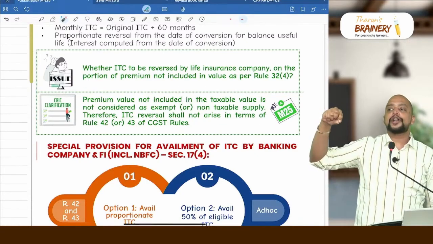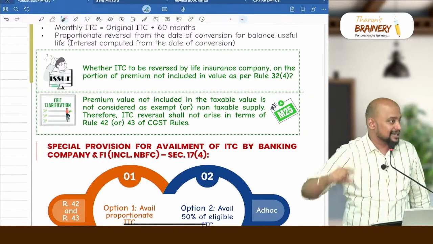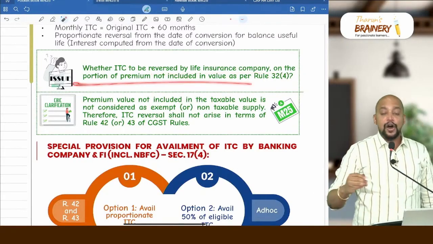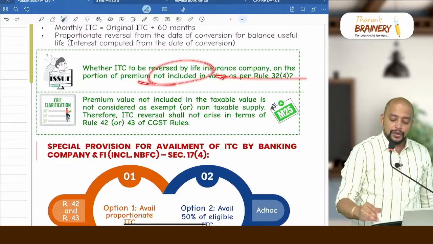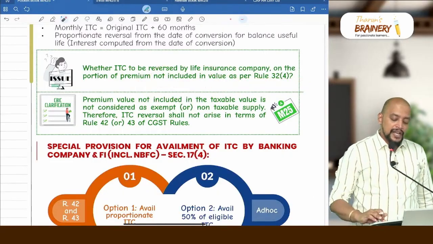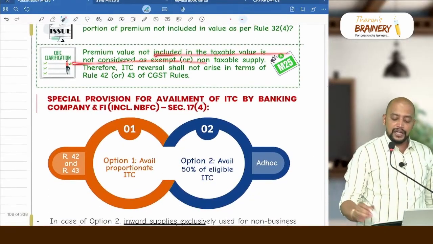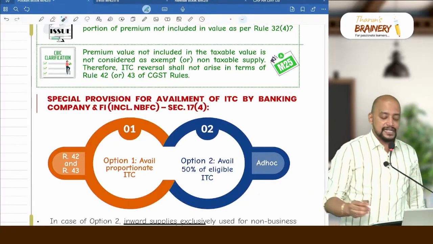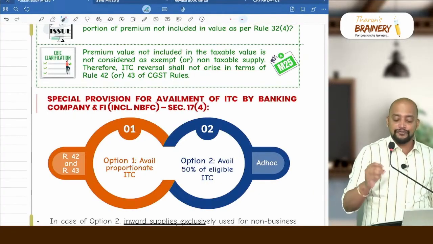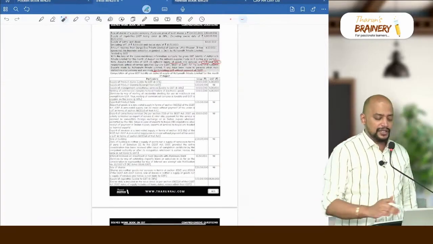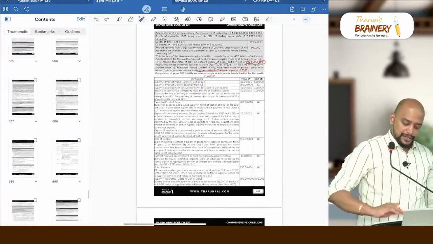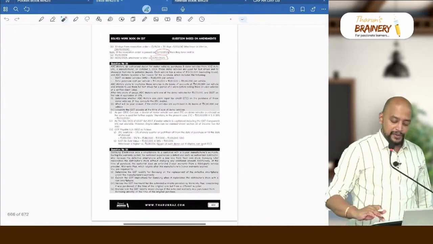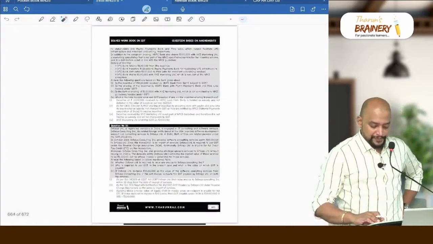So even though they are not paying GST on the entire premium, is it clear or not? See this: whether ITC is to be reversed by a life insurance company on the portion of premium not included in the value as per rule 32 sub rule 4. Premium value not included in the taxable value is not considered as exempted or non-taxable supply. Therefore, ITC reversal shall not arise in terms of rule 42 or 43. Based on that, I have given one question, connecting valuation and this ITC point. They can make one question, you can have a look into this.